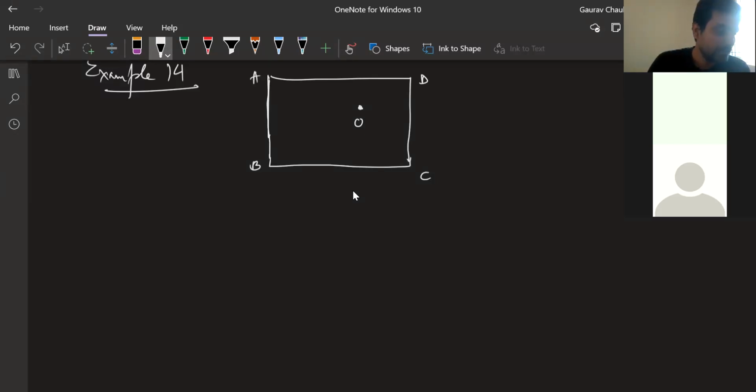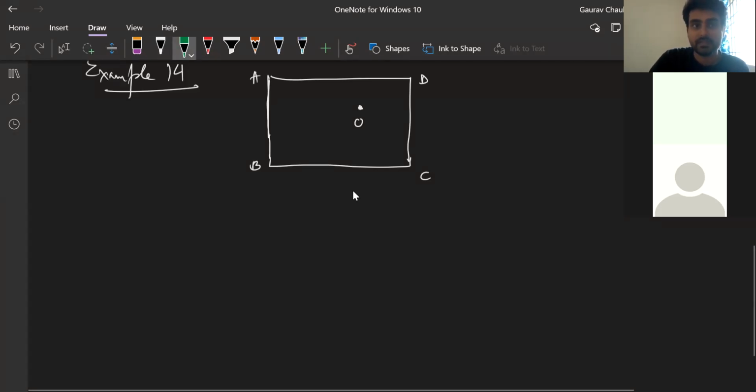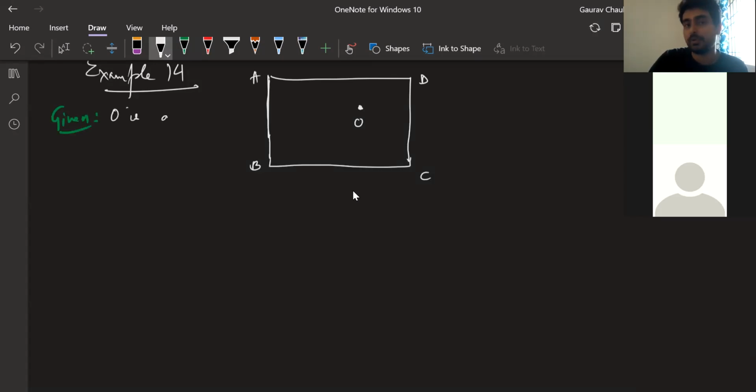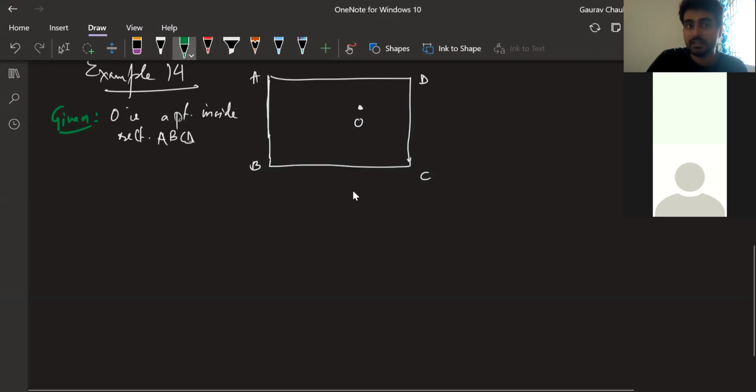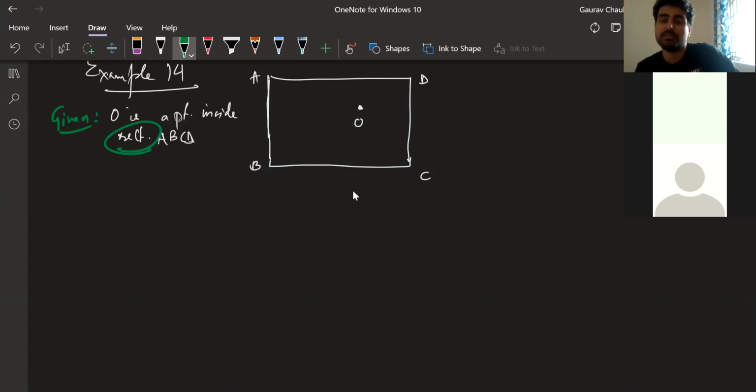Yeah. Now they're saying that's all that's given. Given is just that: O is a point inside rectangle ABCD. Obviously, one important piece of information given here is that ABCD is a rectangle. That's going to come in very useful.